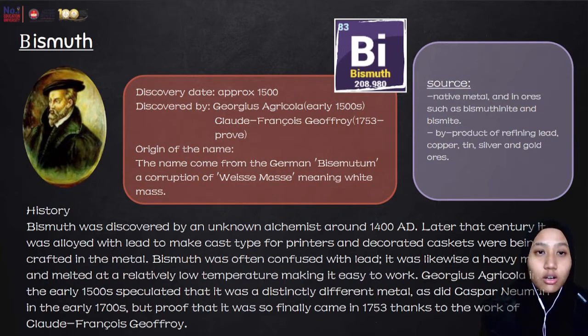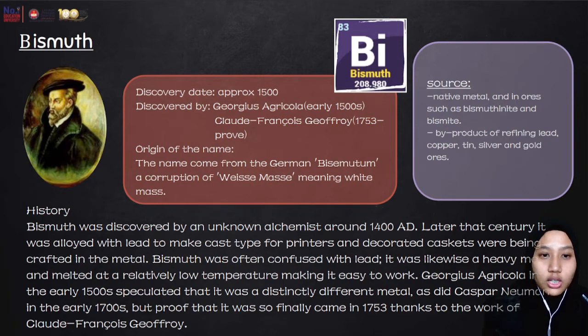The history of bismuth: bismuth was discovered by an unknown alchemist around 1400 AD. Later that century it was alloyed with lead to make cast type for printers, and decorated caskets were crafted in the metal. Bismuth was often confused with lead. It was likewise a heavy metal and melted at a relatively low temperature, which made it easy to work.